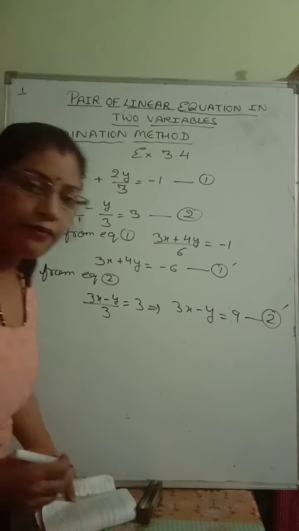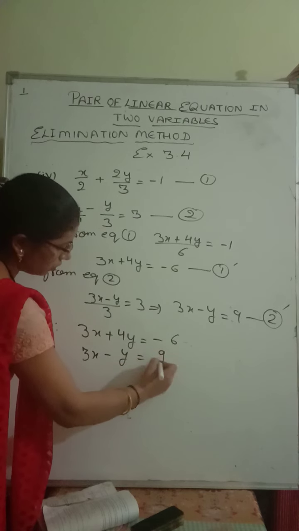So we have 2 equations now. From these 2 equations we will do by elimination method. This is 3x, this is 3x. See? So easily it will be eliminated. So we will write the equation first. Therefore first equation is 3x plus 4y equals to minus 6. And second equation is 3x minus y equals to 9.